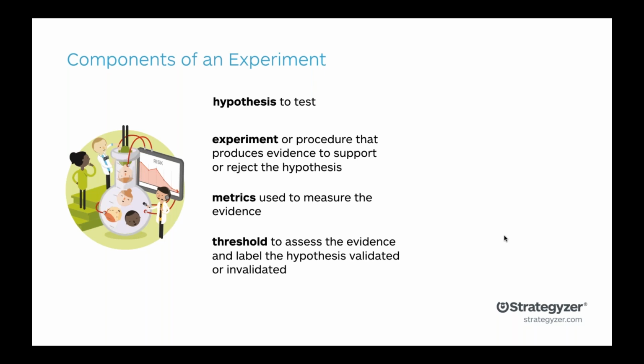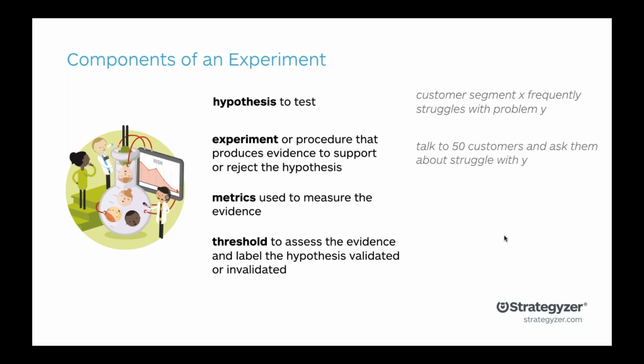Valid or invalid. So saying upfront, if 50% of people say yes or no, then we were right or wrong. A quick example would be: customer segment X frequently struggles with problem Y. Okay, that's a hypothesis. And our experiment is going to be a very simple customer interview. We're going to talk to 50 customers and ask them why they struggle with Y.